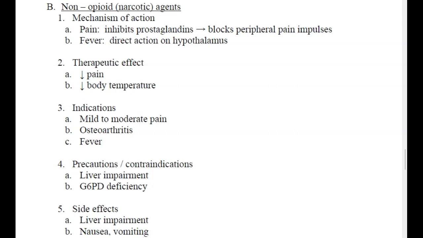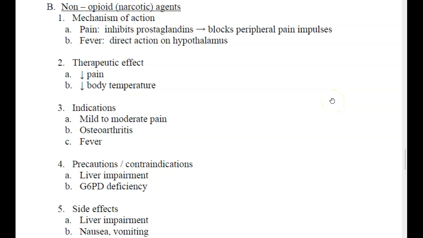When it comes to fever, or its antipyretic properties, it has a direct action on the hypothalamus. Remember, the hypothalamus is responsible for temperature regulation, especially during infection and illness. That's a normal physiological response. That being said, sometimes it can cause some negative effects, and that's the reason why we give patients antipyretics. The therapeutic effect of this medication is decreased pain and decreased body temperature.